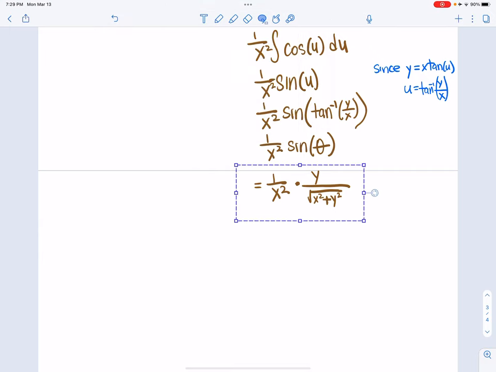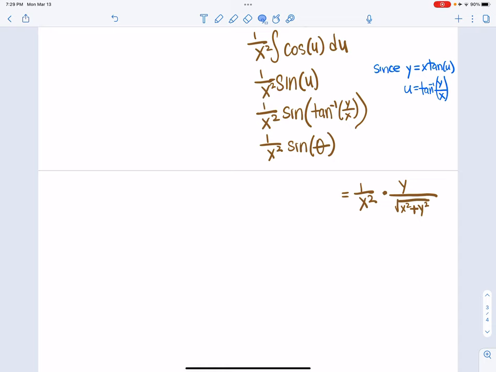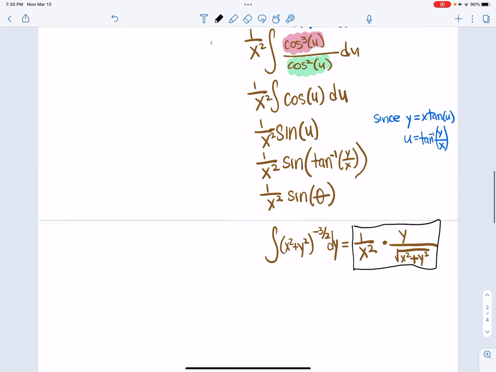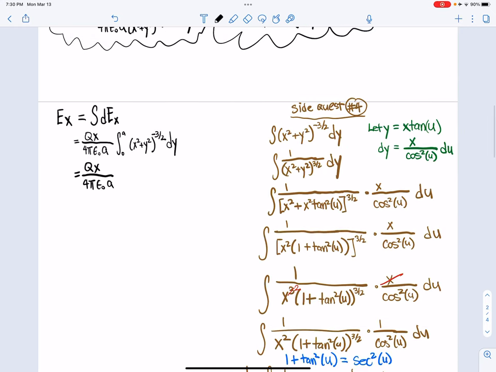I'm going to move this a little bit. That was equal to the integral of x squared plus y squared to the negative 3/2 dy, right? And that's what we wanted to find. Okay. So I'll plug that in. That was a long side quest, number 4, but no worries, we got it.